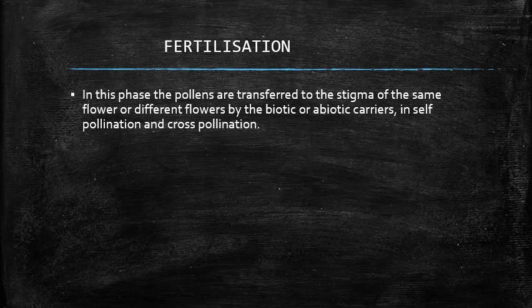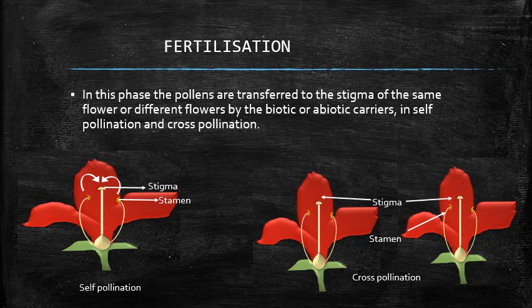Fertilization is a process by which the pollens are transferred to the stigma of the same flower or different flowers by a biotic or abiotic carrier. There are 2 processes of fertilization: self-pollination and cross-pollination. In self-pollination, the pollens are transferred to the stigma of the same flower. But in cross-pollination, the pollens are transferred to different flowers.